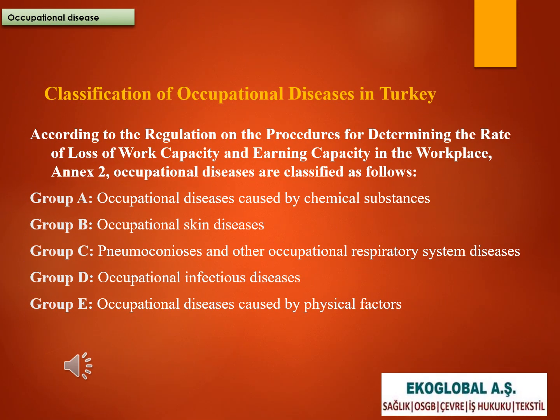According to the regulation on the procedures for determining the rate of loss of work capacity and earning capacity in the occupation, Annex 2, occupational diseases are classified. Liability periods are defined in the same regulation. Examples: skin cancers 5 years, non-cancerous skin diseases 2 months, hearing loss due to noise 6 months, silicosis / silicotuberculosis 10 years, tetanus 30 days, acute radiation syndrome 2 months.